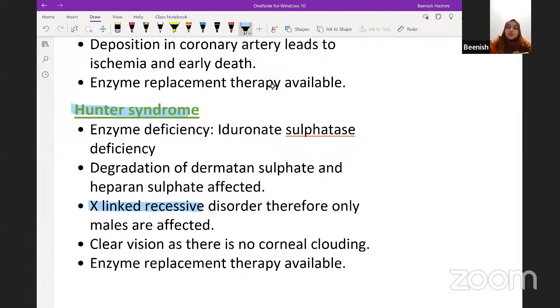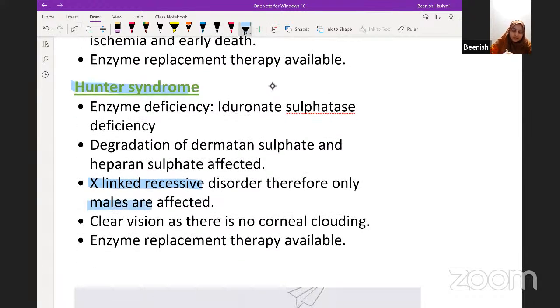So in an MCQ, you can be asked which of the following mucopolysaccharidoses is X-linked. If you do not know about this exception, you might think all of them are autosomal recessive disorders. Okay. So your answer will be Hunters, which is X-linked. Therefore, only males are affected. There is clear vision as there is no corneal clouding. So this is a point of difference between Hunters and Hurlers. In Hunters, there is clear vision and no corneal clouding, whereas in Hurlers, corneal clouding is present. And treatment includes enzyme replacement therapy.